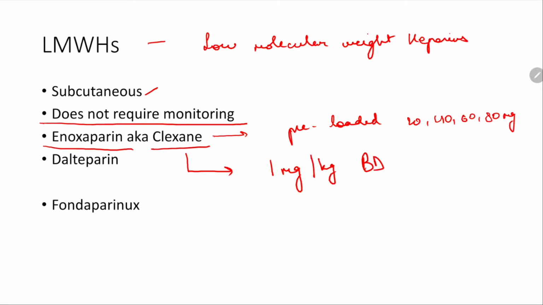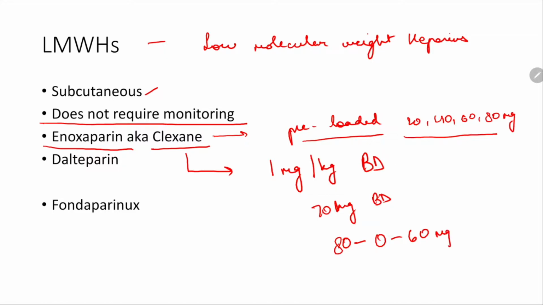So often you get questions asked as in what if someone is 70 kilograms. So obviously his required dose would be 70 mg BD. But as we said, there are preloaded syringes which come only in these values. So what you give is you give 80 in the morning and you give 60 mg in the evening. So you achieve a total dose of 140 mg over a day, which is what you require. So this is important to know. This is the dose of Clexane.